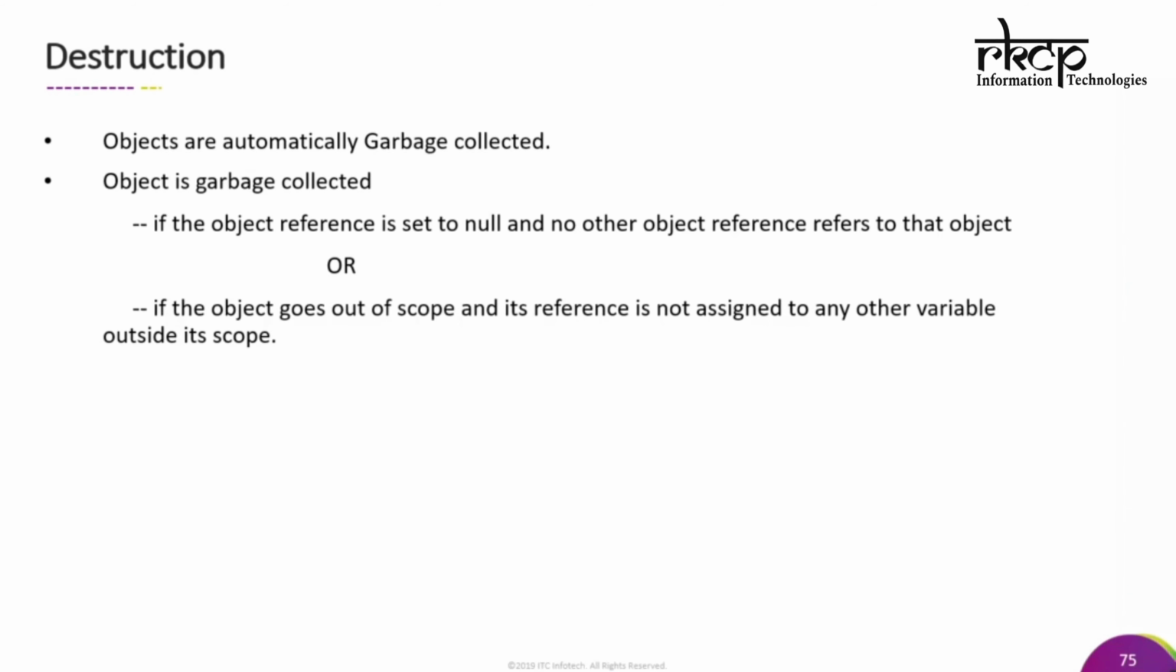Here I have given: if the object goes out of scope. Out of scope means unreachable, and its reference is not assigned to any other variable. If you make that reference null and you have not assigned it to another variable, then in that scenario that memory will be unreachable and it will be garbage.